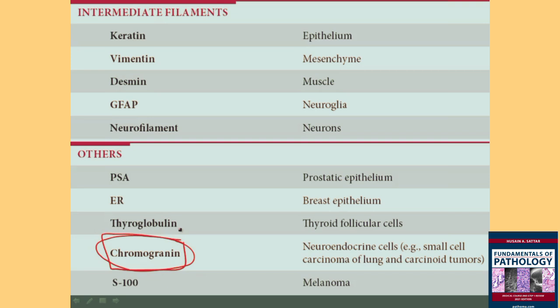And then finally, the last of the stains I've listed here is S100, and S100 is useful for many things, but it's particularly useful to mark melanoma.